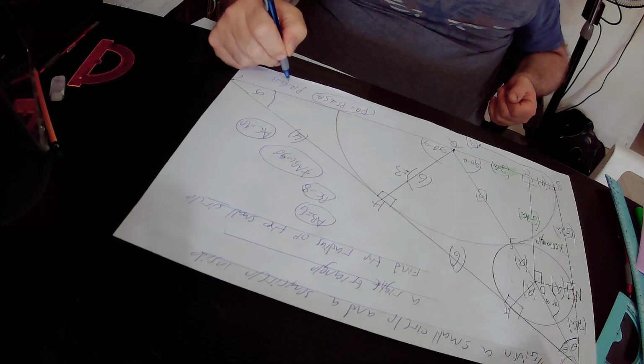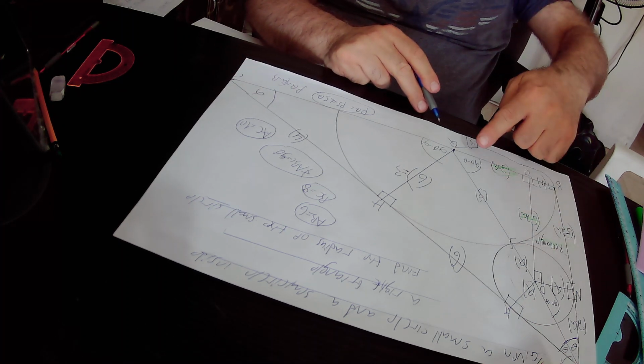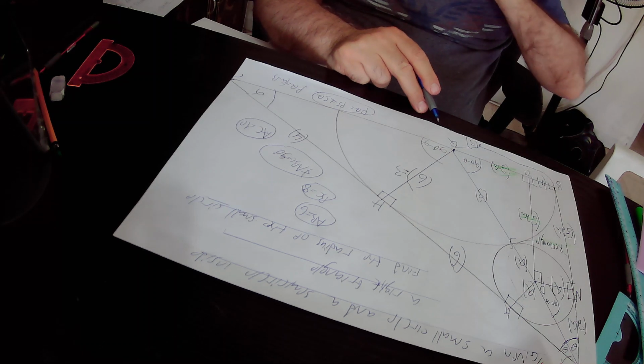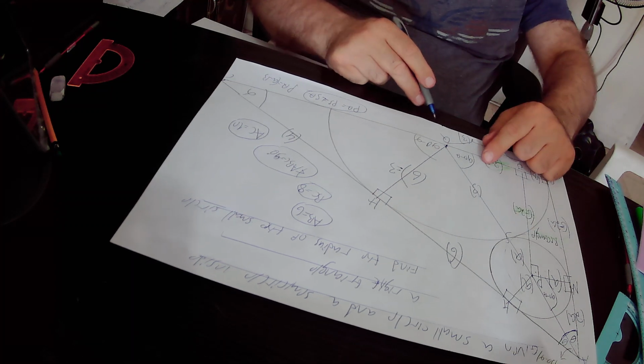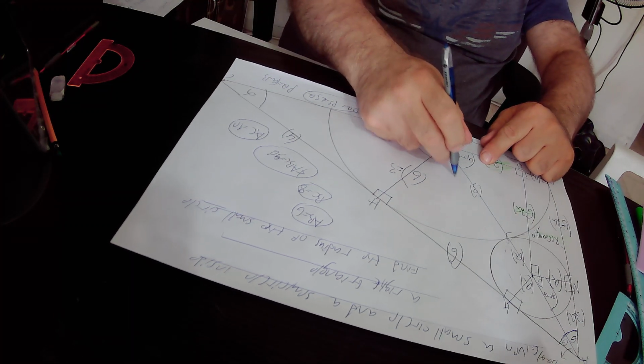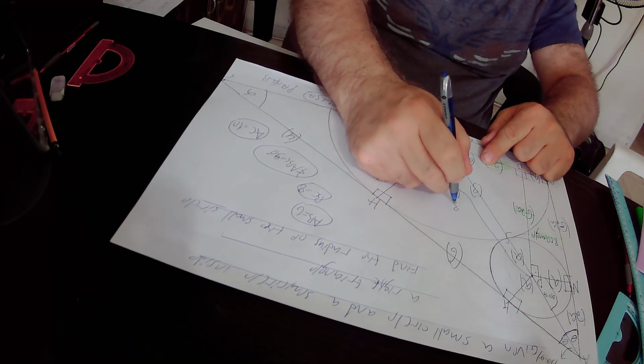So in conclusion, we found out that the length of line segment PQ in total is 3 plus A.